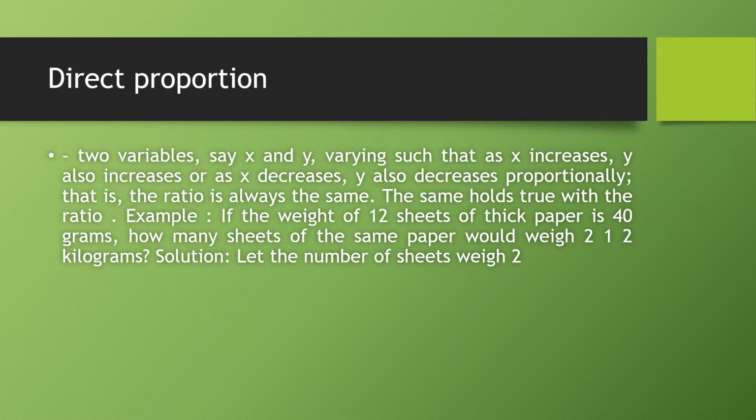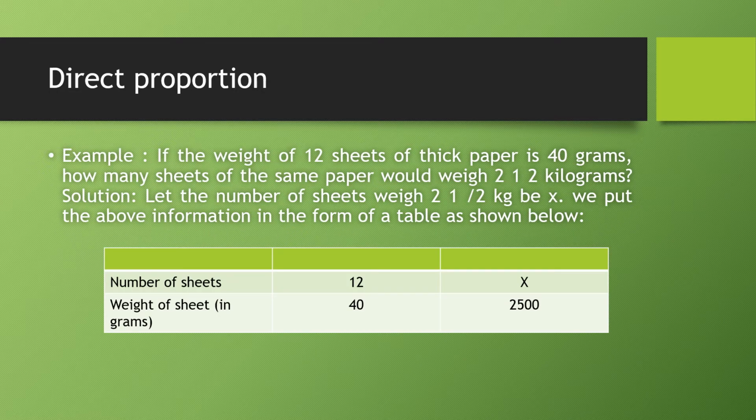Let's take a look at an example. If the weight of 12 sheets of thick paper is 40 grams, how many sheets of the same paper would weigh 2½ kilograms? So let the number of sheets that weigh 2½ kilograms be x. We put the above information in the form of a table as shown below. Number of sheets: 12 and x; weight of sheets in grams: 40 and 2,500.